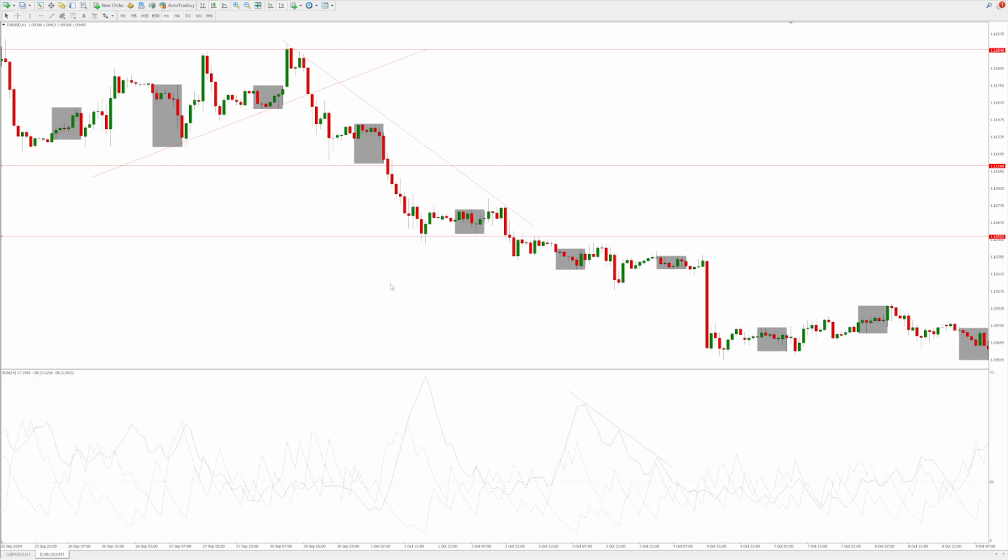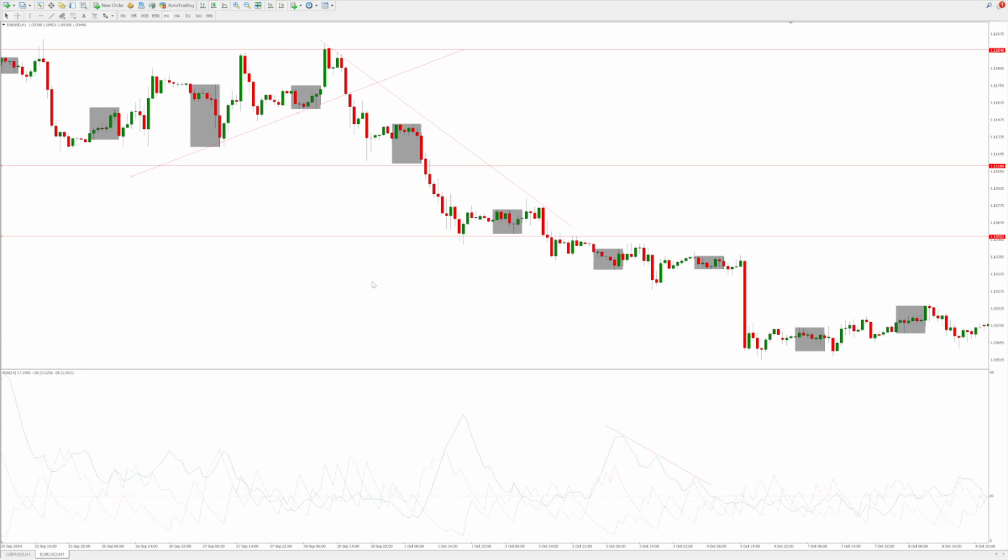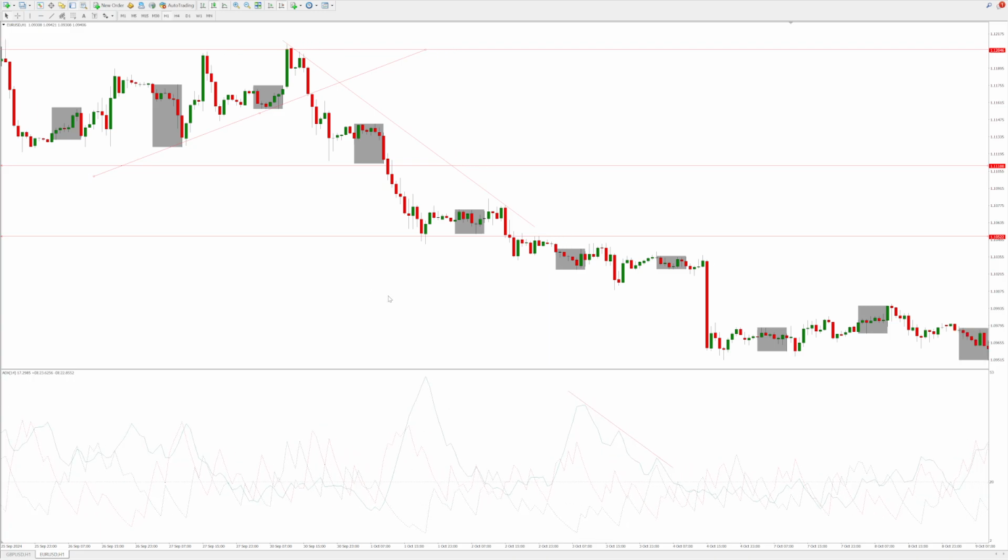Of course, there are thousands of different ways you can trade it. So you trade it the way that works best for you. Just make sure you've got sensible money management.